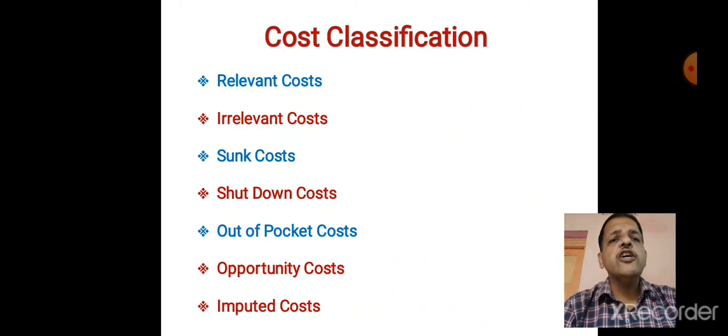Let us see the third concept, that is sunk costs. Sunk costs are the historical costs. These are past period costs. Now, they cannot be changed by later decision. They are not relevant for taking decisions. Now, in case of replacement of machinery decision, depreciated book value of old machine is a sunk cost.